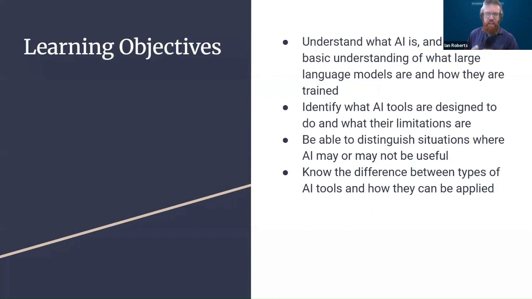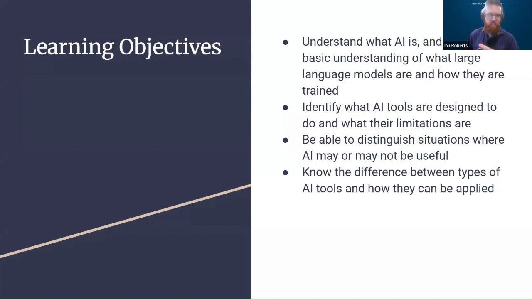Covering some learning objectives. First, understand what AI is and have a basic understanding of what LLMs are and how they're trained. That's going to be a real general overview because I think a lot of people do understand it, but it's good to get everyone on the same page. And as to the training of the AI models, training varies from model to model. So it's going to be a real general overview because there's only so much we can actually know about how different models are trained. Second, identify what AI tools are designed to do and what their limitations are.